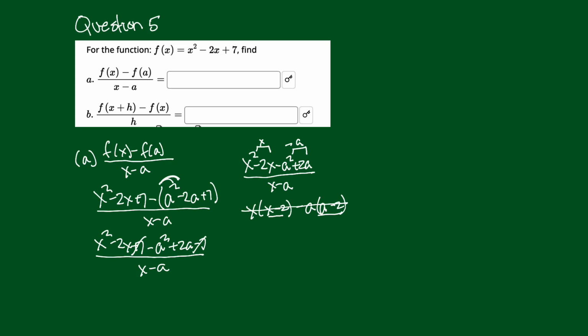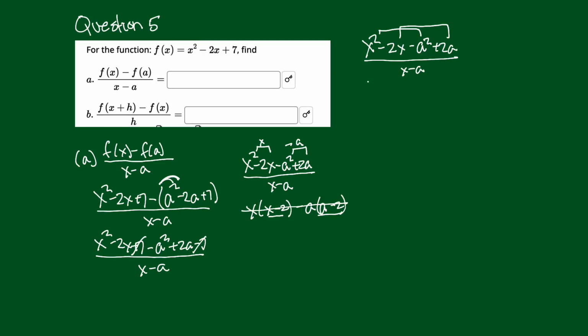So here's what I'm going to do instead. I'm going to regroup. So I'm going to do this up here at the top. I'll get x squared minus 2x minus a squared plus 2a all over x minus a. Now I'm going to group together like this. These two and these two. So I'm going to move it down again so I can do this. So here's what I'm going to have.